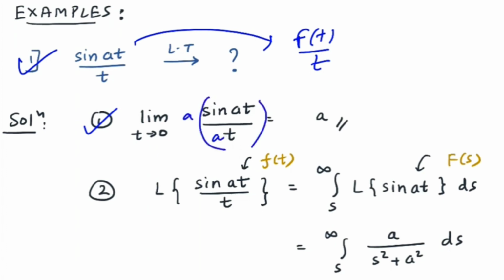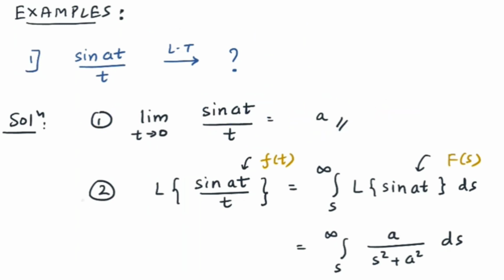So this is the form of limit t tends to 0 of sin at upon at, which is 1, right? And a into 1 would be a. So this is the first part, where you can say that the limit exists, and then you can find the answer. The second point is you can solve the integral from s to infinity of capital F of s ds.